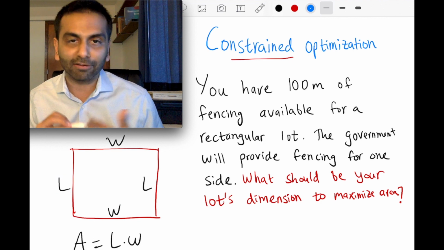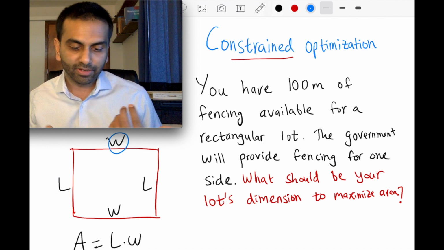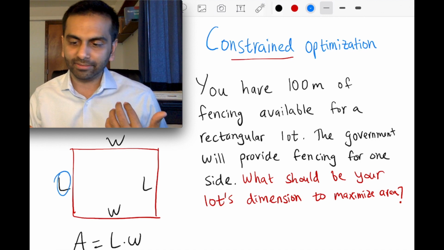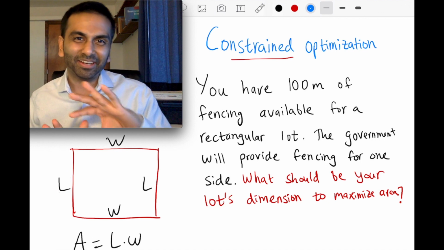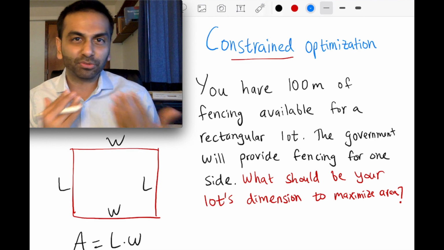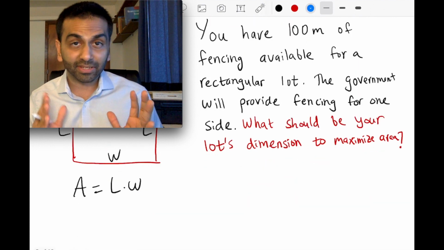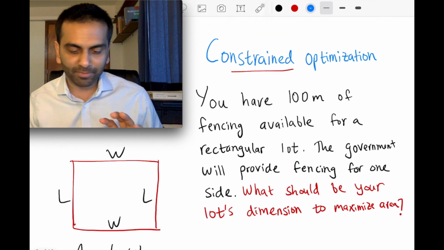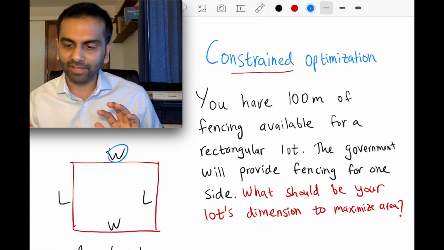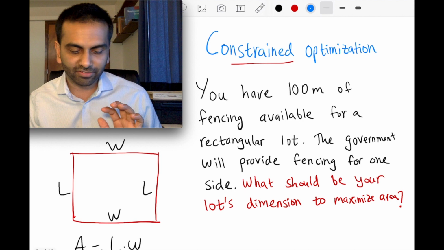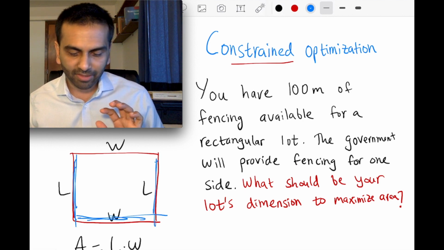So let's just say that the government's going to provide one of the W sides for us, right? And again, it doesn't matter. Even if we called it W, we could just rotate it. It really doesn't matter which one we're calling, because it's all the same in space. So in either case, let's say that the government's going to provide one of these two sides. So really, our 100 meters of fencing only applies to L, W, and this other L.